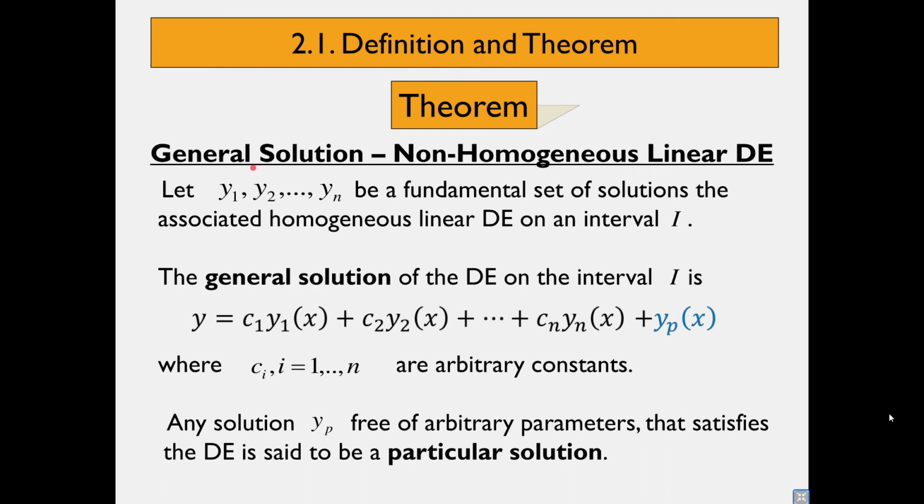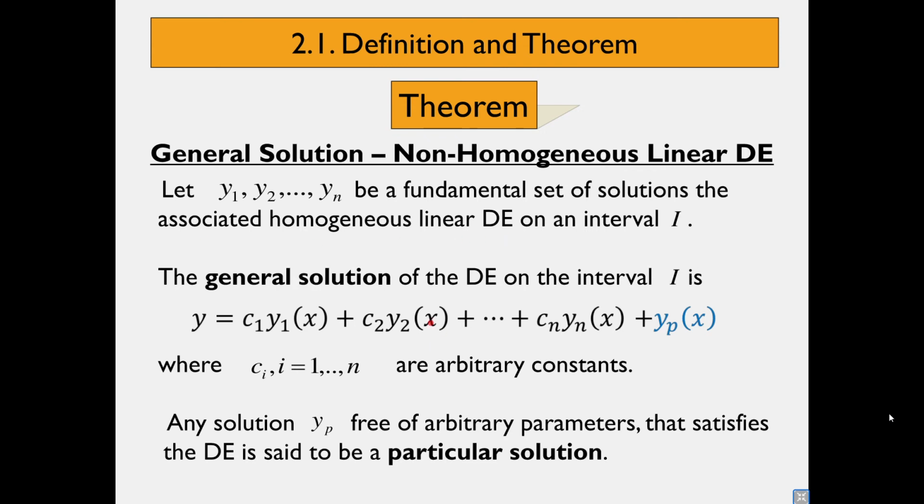So still we are in general solution, but we are now in non-homogeneous differential equation. So still we have y1, y2, yn be a fundamental set of solution associated, and the word is associated, homogeneous linear differential equation. For the non-homogeneous, still you have to solve the homogeneous part. You see, this part is still the same.